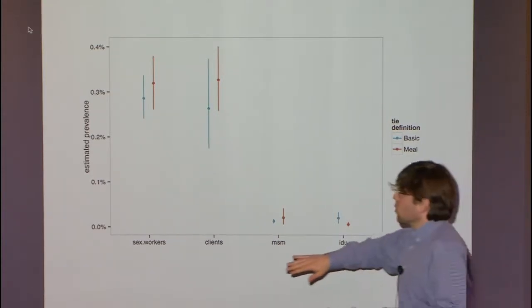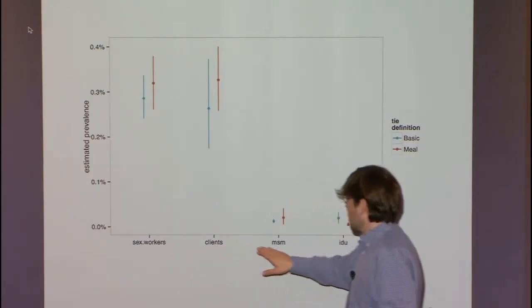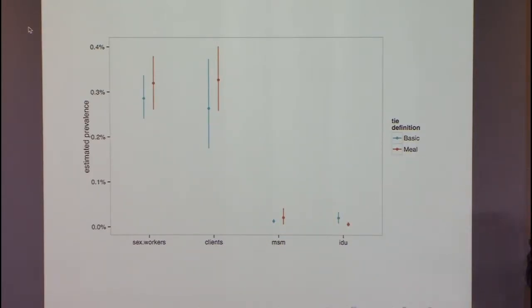So here are the four target populations, and here are the estimates using the basic definition and the meal definition. First you'll see that they're quite similar, which I think is quite good. I was pleasantly surprised that we're able to get quite different answers, yet the amount that the numerator shrinks and the amount the denominator shrinks, we end up with quite similar estimates in the end.